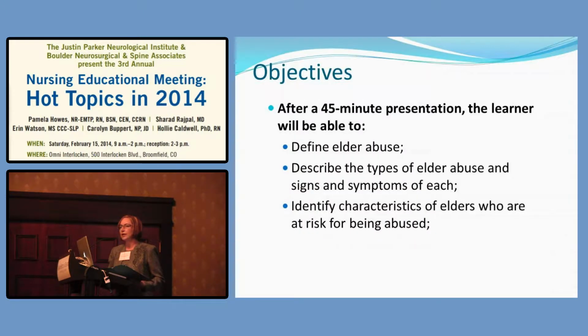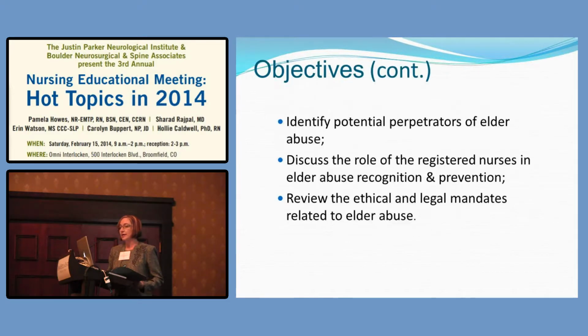So we're going to look at defining elder abuse and what it is and where those definitions come from. We'll also look at some of the different types of elder abuse and talk about some of the signs and symptoms. We'll also look at some of the characteristics of individuals who you need to keep an eye open for, who are more likely to be abused, as well as potential perpetrators.